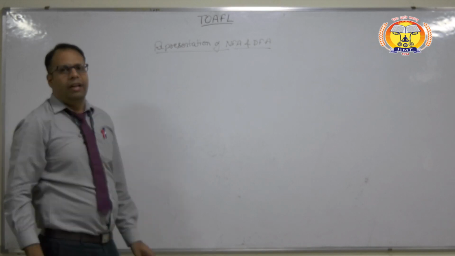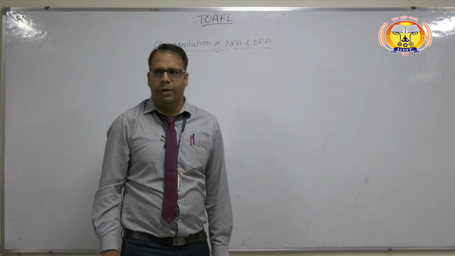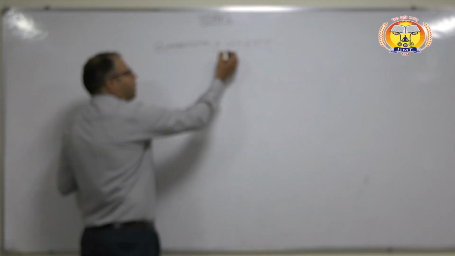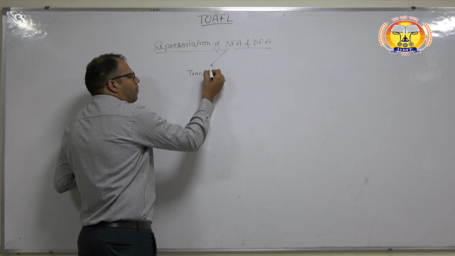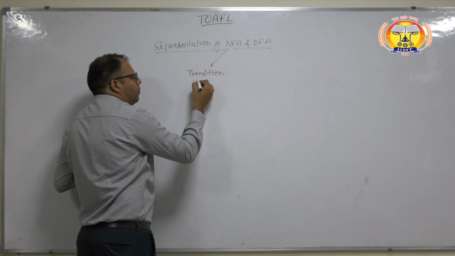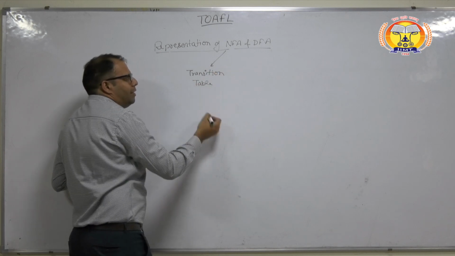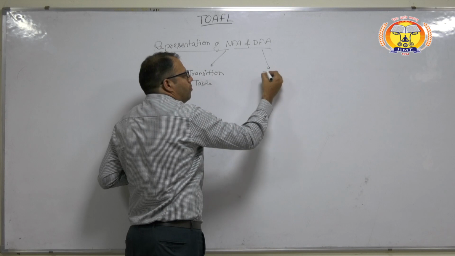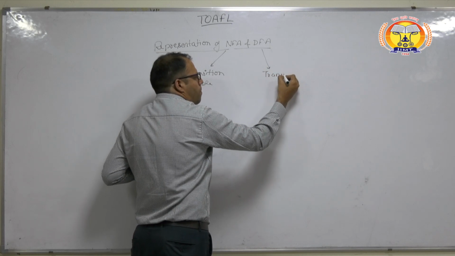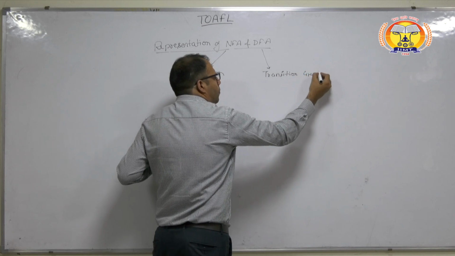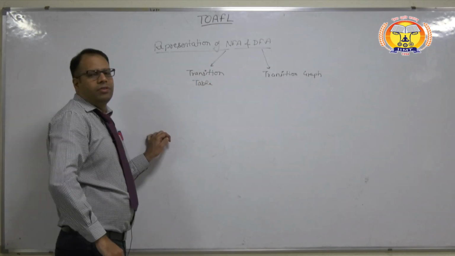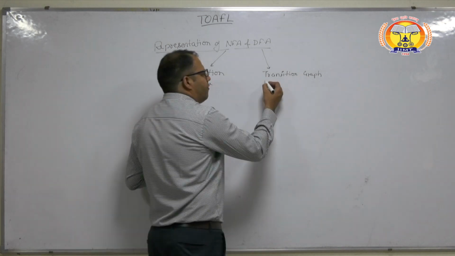Now the representation of NFA and DFA will be categorized into two parts. First one is the transition table, and second one is known as the transition graph. This transition graph is also known as the generalized transition graph.